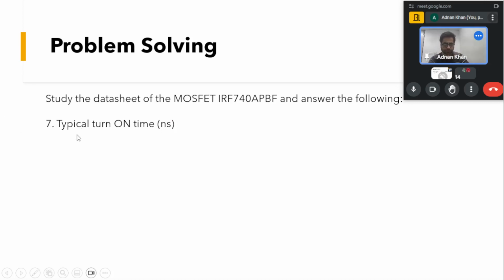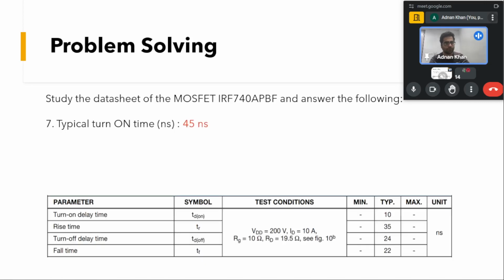Question number 7: what is the typical turn on time in nanoseconds? We saw the turn on characteristics, and they comprised first a delay time, then a rise time, and after that the time during which the voltage falls. Here it gives the turn on delay time, that is 10, then the rise time, that is 35. The fall time is not given here.